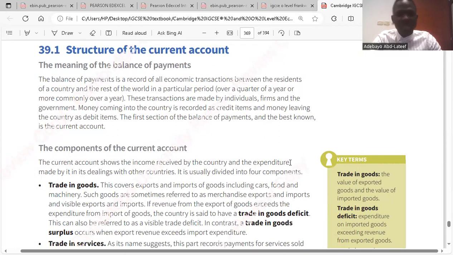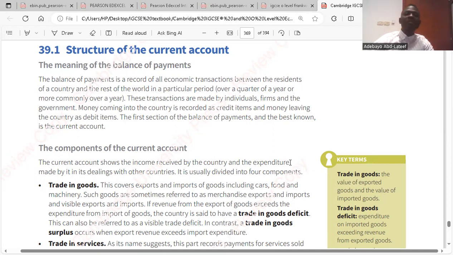The balance of payments is a record for all economic transactions between the residents of the country and the rest of the world in a particular period, over a quarter of a year, or more commonly over a year. These transactions are made by individuals, firms, and the government. Money coming into the country is recorded as credit items, and money leaving the country as debit items. The first section of the balance of payments, and the best known, is the current account.